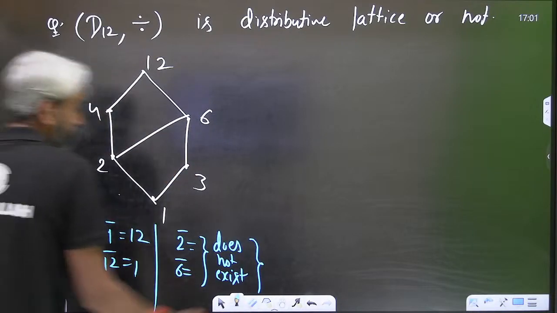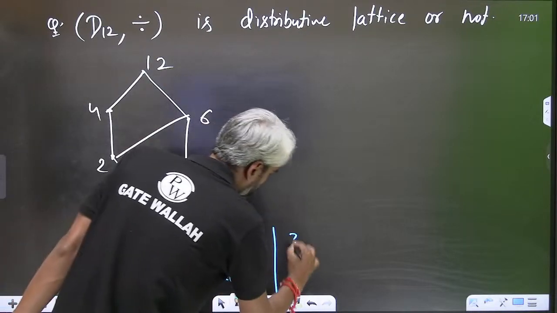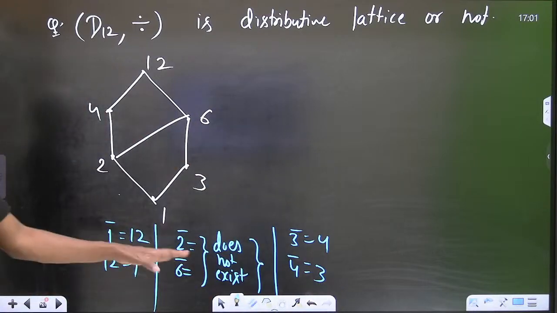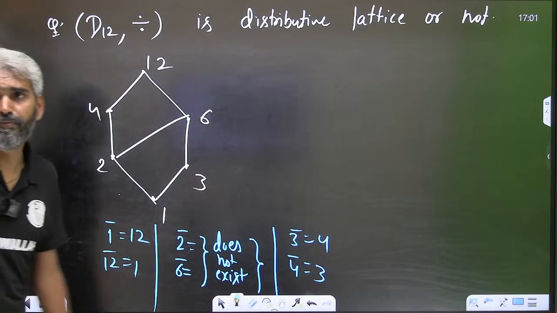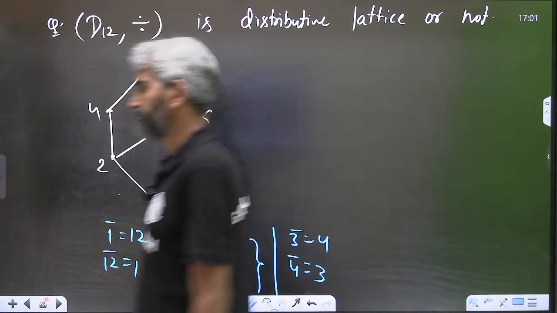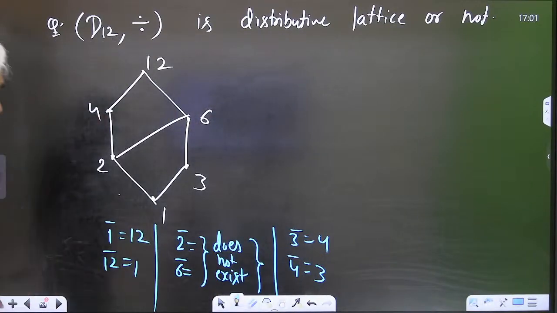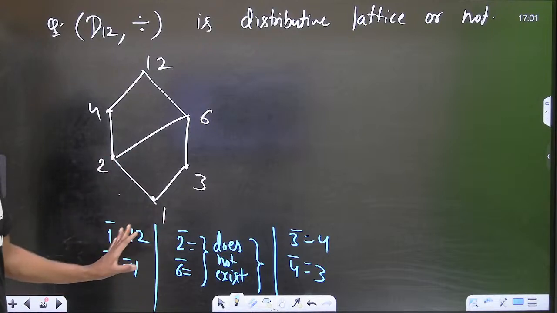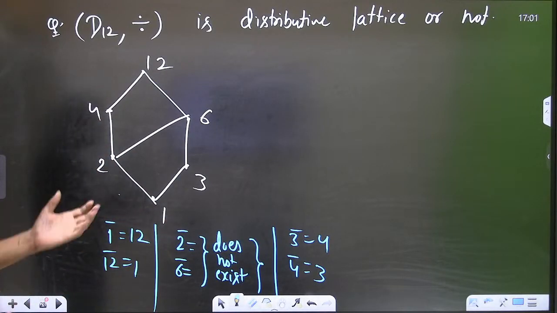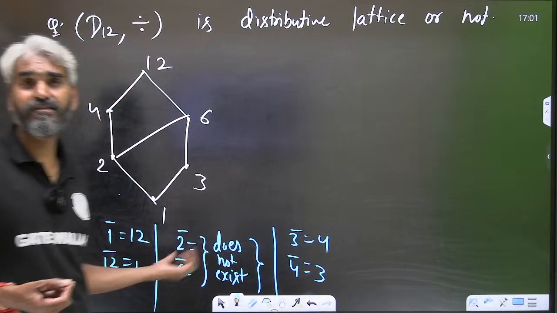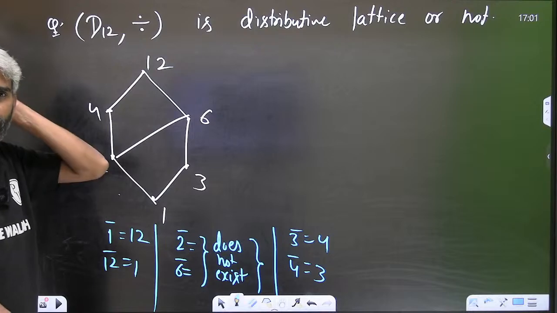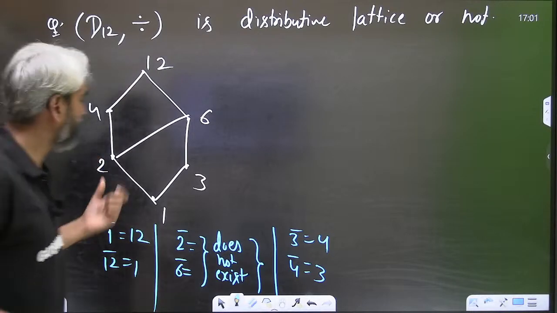Okay. What about 3's complement? And 4's complement? These are the complements. So every element has at most one complement. Is it a distributive lattice? I don't know, because this condition alone is not sufficient to check whether the lattice is distributive or not, right? But it is a distributive lattice.